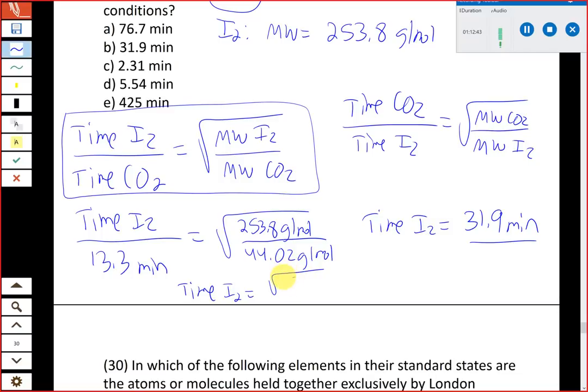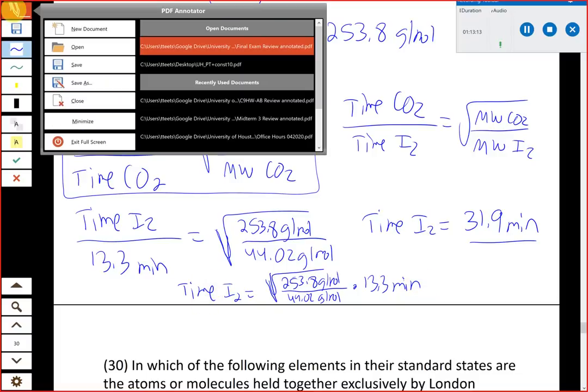I don't have that number in front of me, but you take the ratio of the square roots of the molar masses. Keep in mind the whole thing is under the square root sign if it's not obvious from how I wrote it. And then you're going to multiply that by 13.3 minutes. So it is cross multiplying. However you set up the equation, you're going to have to do some form of cross multiplying to solve for whatever your unknown is, in this case, the time it takes for I2 to diffuse. All right.